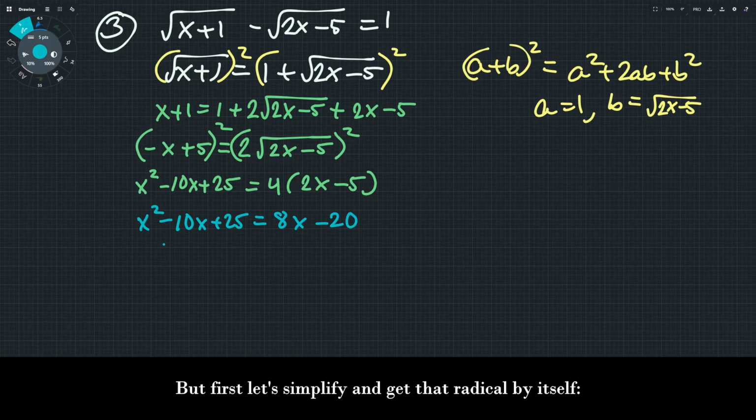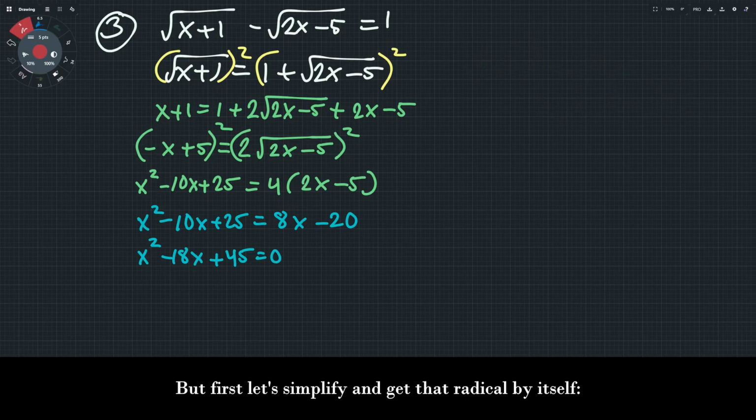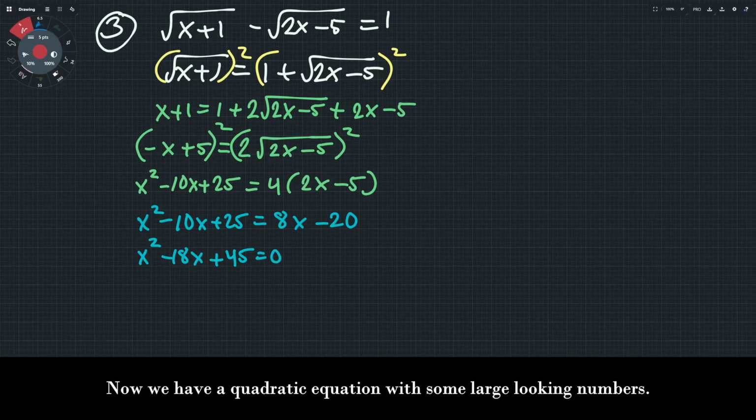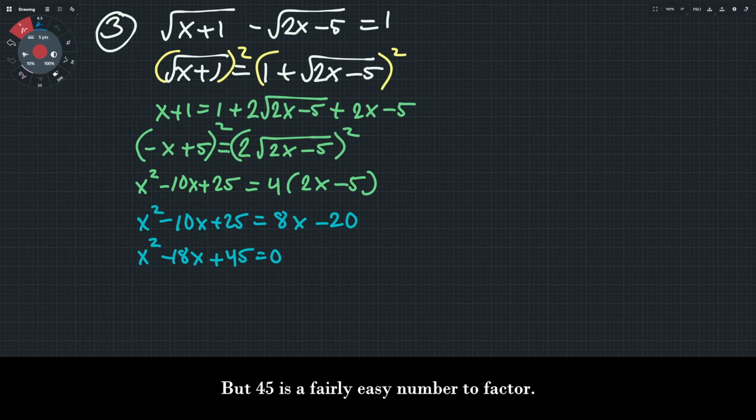Now we push everything to one side and set the equation equal to 0. This gives us x squared minus 18x plus 45 equals 0. Now we have a quadratic equation with some large looking numbers. But 45 is a fairly easy number to factor.